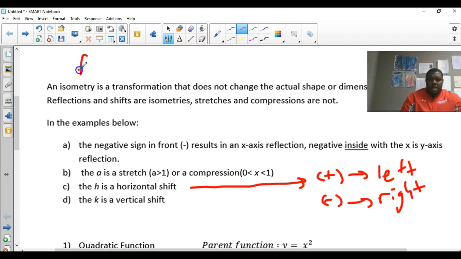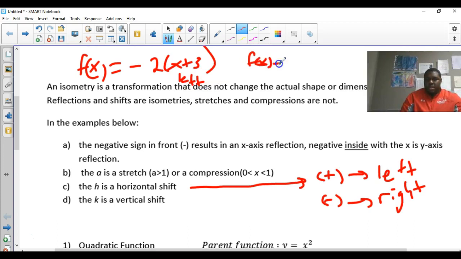Let's say you have f of x equals this one right here, x plus h. 3 is h. This is plus h, so we're going to go left. You do the opposite. And if we had f of x equals negative 2 times (x minus 3), this is h, negative 3. You move that thing to the right.